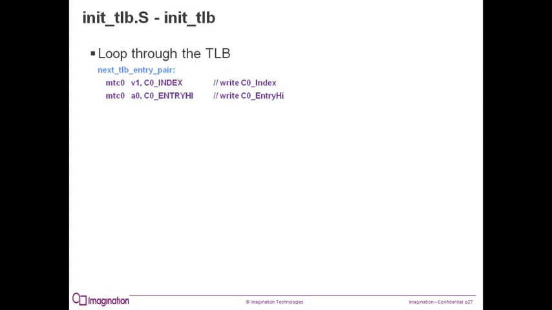The EHB instruction is used to make sure all writes to coprocessor 0 have been completed before writing the TLB entry. Now, the TLB write index instruction is used to write the TLB entry. The address written to the TLB is advanced, so each will be different.